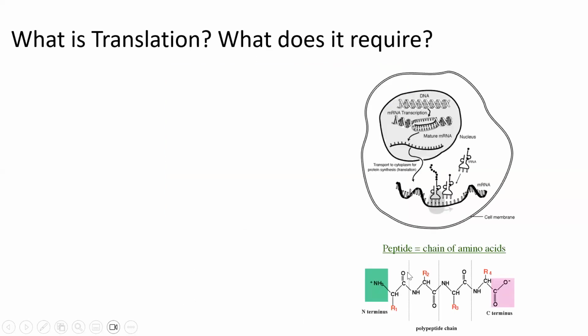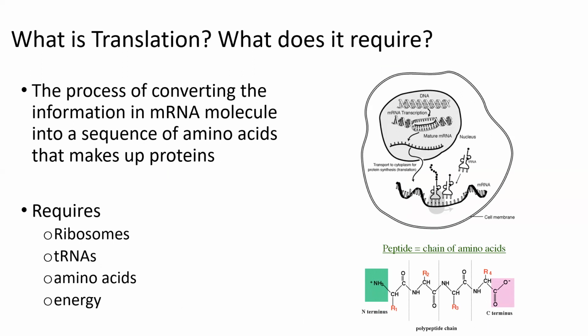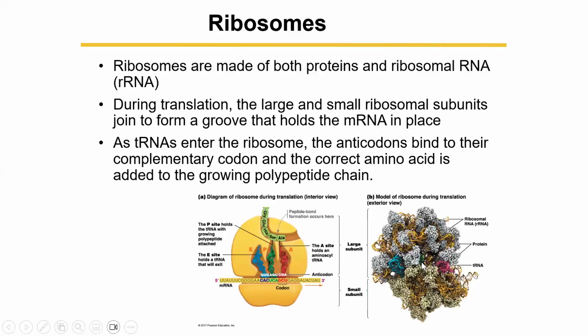So what is translation and what does it require? Translation itself is the process of converting information in the molecule itself into a sequence of amino acids that makes up a variety of proteins. It requires ribosomes, transfer RNAs, amino acids, and energy. So like forming peptide bonds and just going through that process.